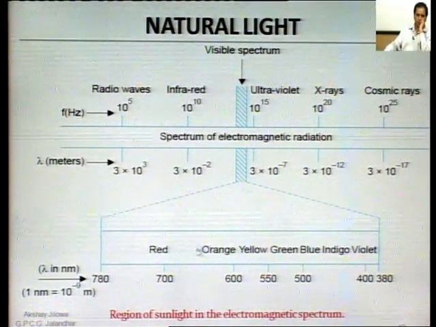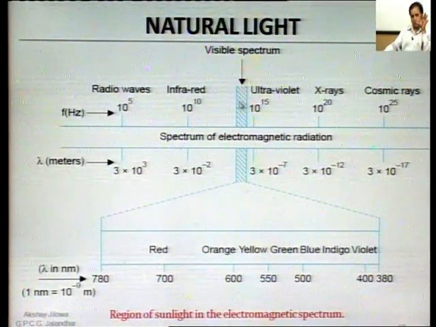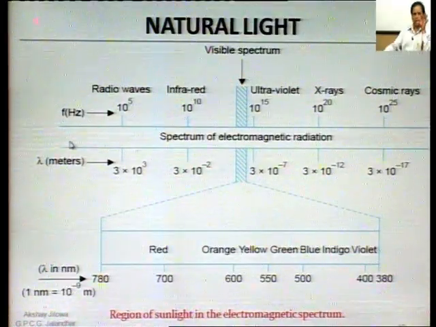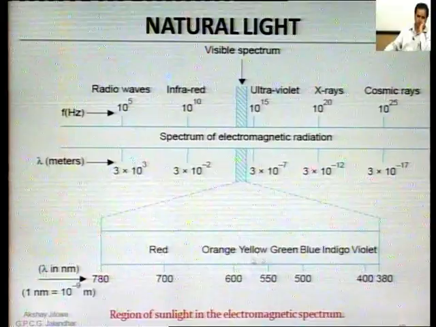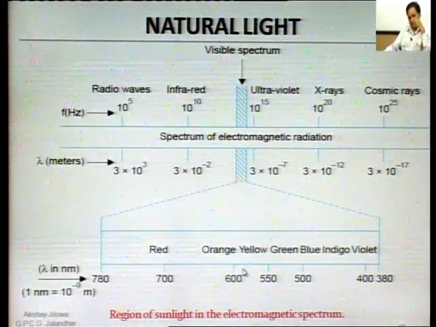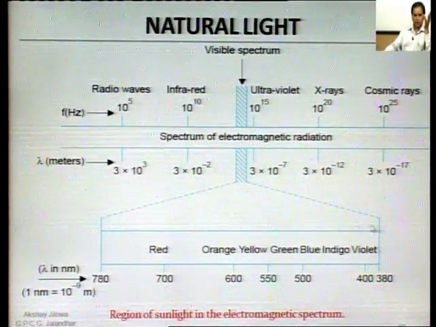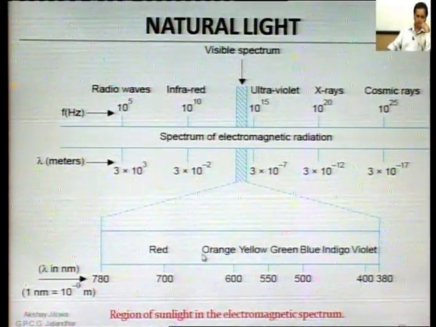So, this is natural light, and this is how colors are seen from that light. This is the visible spectrum, whereas this is the whole electromagnetic radiation spectrum. We are concerned with this visible spectrum only, whether it is white, dark, black or any color. That lies within this range. Apart from this, we are not able to see the colors.